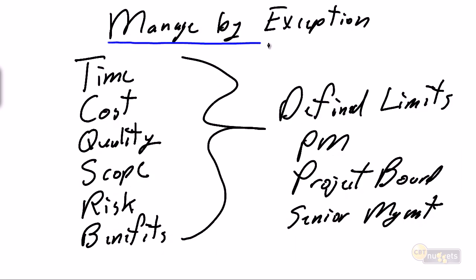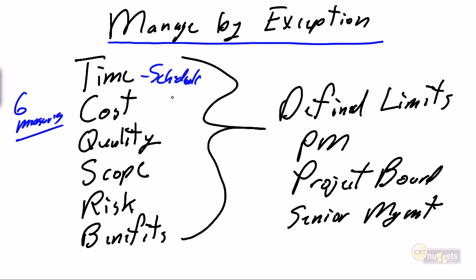The next principle is manage by exception. Prince2 defines 6 key measures that we should be managing as project managers in Prince2. Time or schedule. Cost, the dollars. Quality, are we delivering what was promised, at the right level of quality? Are we delivering the right things?